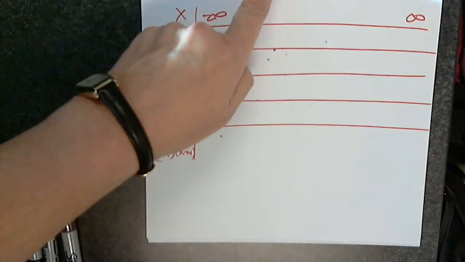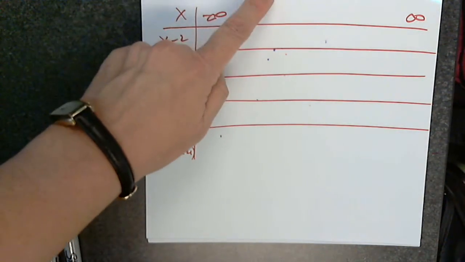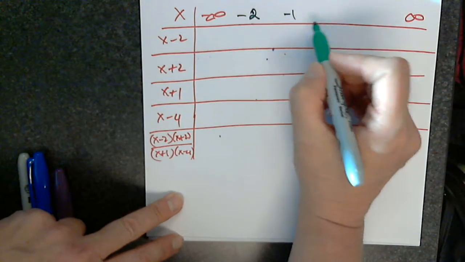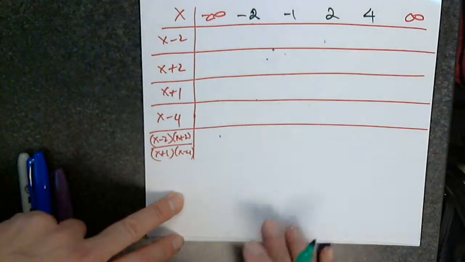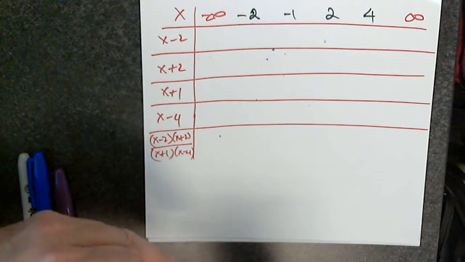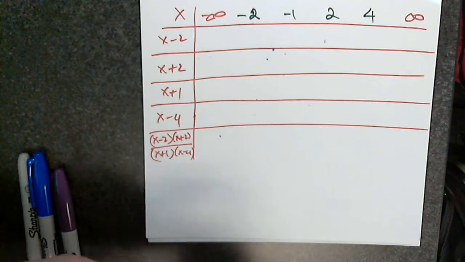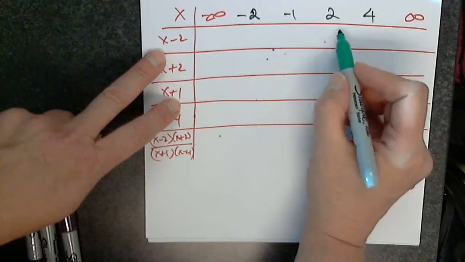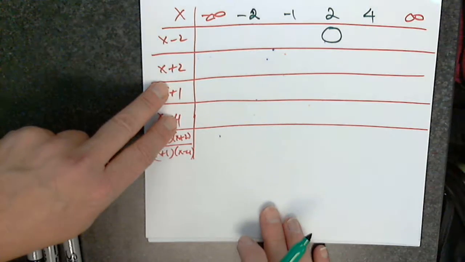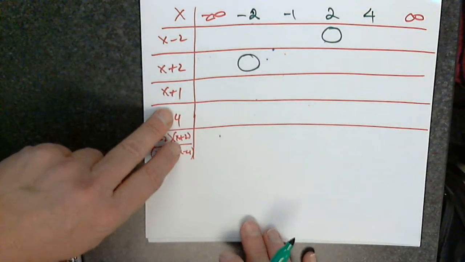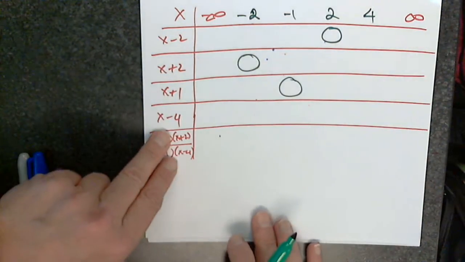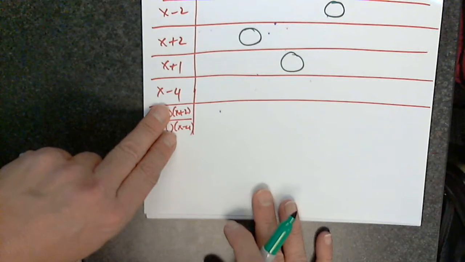Yes, you're going to put negative 2, you're going to put negative 1, you're going to put 2 and 4. I completely agree. And they have to be in this order. Negative 2, negative 1, 2, and 4. The first row must have a 0 somewhere. Where will I find that 0 for x minus 2? Under 2. Where will I find a 0 for x plus 2? Good. Where will I find a 0 for x plus 1? And where will I find a 0 for x minus 4?